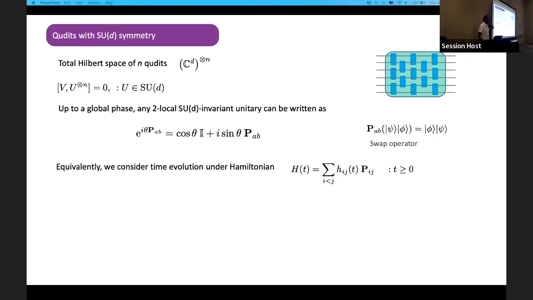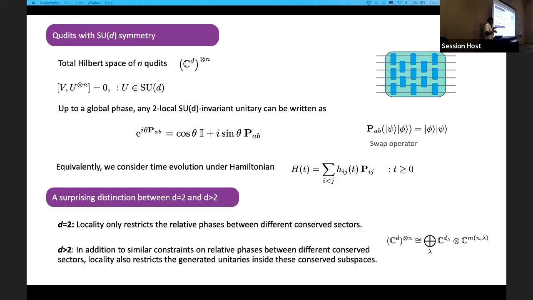And in this case, we found a very surprising result: the fact that there's a big distinction between d equal to 2 and d larger than 2, for example, qutrits with SU(3) symmetry. For d equal to 2, meaning qubits with SU(2) rotational symmetry, all the additional restrictions that are imposed by locality are restrictions on the relative phases between different irreps of the symmetry. In this case, between subspaces with different angular momenta. Those are all the constraints, only on the relative phases.